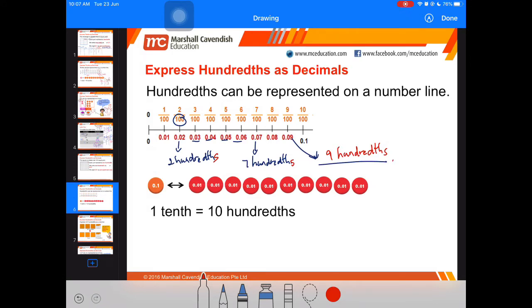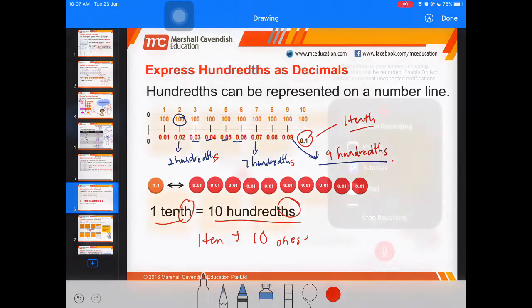And then after 9 hundredths, you get 1/10. So 1/10 equals 10/100ths. Okay, it's like, if you remember, 1 ten equals 10 ones. Remember, you learned this in primary 1. So 1/10 equals 10/100ths.